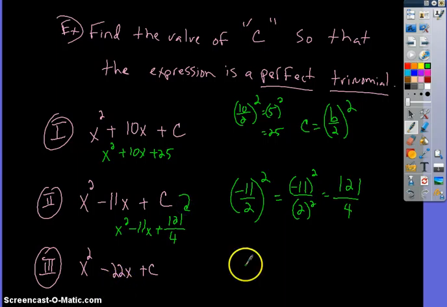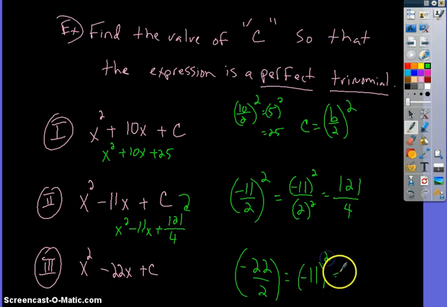We take half of b, so we take half of negative 22 and square it. So you get negative 11 squared, which is positive 121. So c has to be 121. So the expression is x squared, subtract 22x, plus 121. And now all those are perfect trinomials. All those are really easy to factor and so forth.